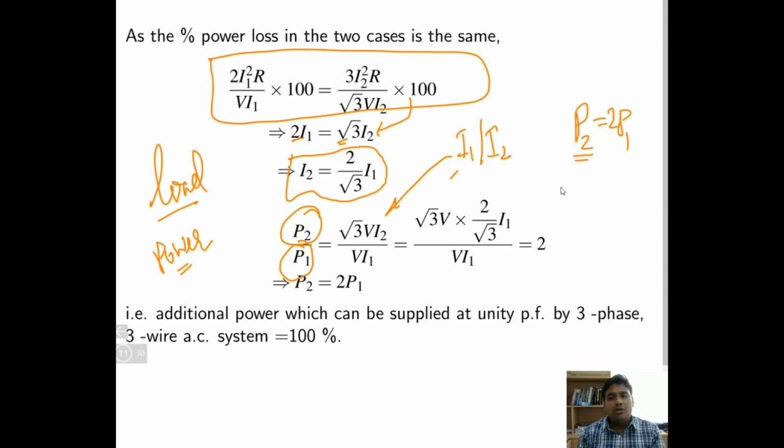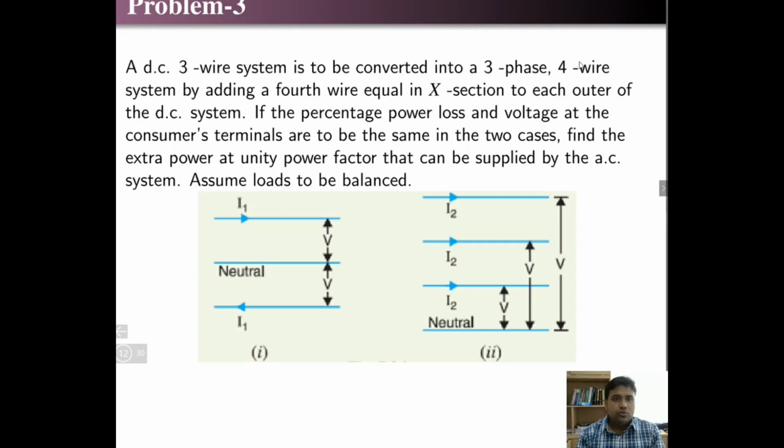It means the power is increased by 100% when we are using a three-phase, three-wire AC system, provided we are keeping the power factor cos phi as unity and the load is balanced. This completes problem number 2. Problem number 3, we are using a DC 3-wire system.